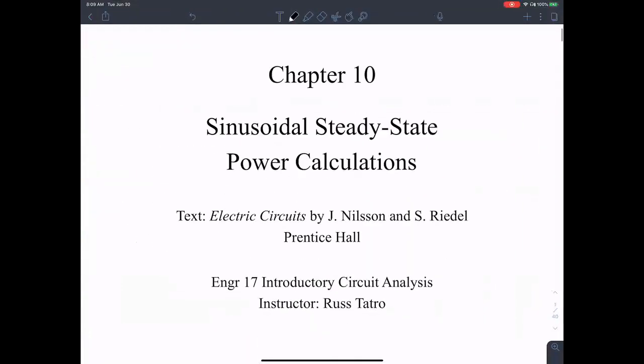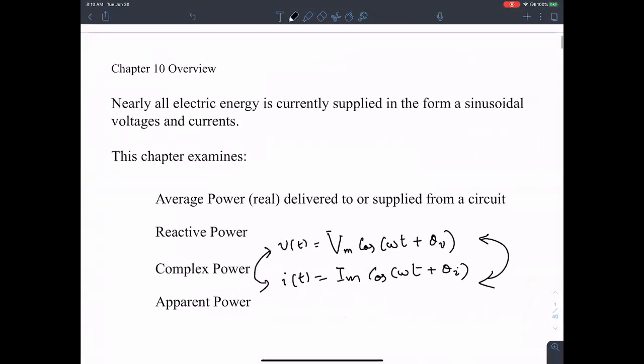Here is what we are going to look at, Chapter 10, Sinusoidal Steady-State Power Calculations, in which the voltage and the current, both of these are sinusoids. Nearly just about all the electric energy that is supplied through utilities to our homes, to our offices, is all in the form of sinusoidal voltages and currents. So the voltage is a sinusoid, current is also a sinusoid.